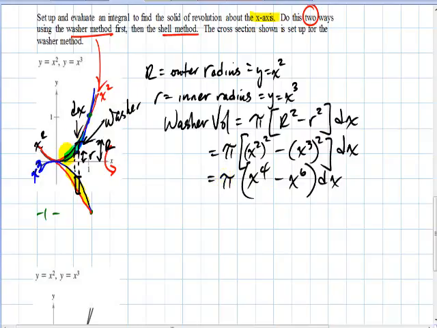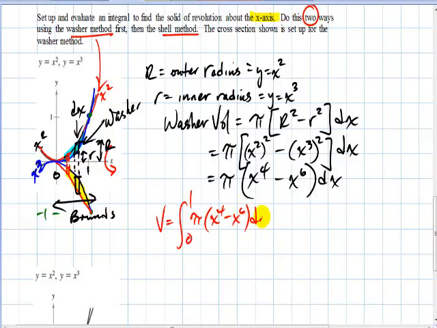Now, the washers are built from left to right, from 0 to 1. So you look for your bounds this way. Why is that again? Well, again, you can draw your cross-section anywhere you want. I could have drawn it right here. Starting at 0 all the way to 1 from left to right are how the washers are being built, or how the cross-sections are being made. So bounds are found laterally or horizontally from 0 to 1. So my volume is now the integral from 0 to 1 of my washer volume, pi times x to the 4th minus x to the 6th dx.